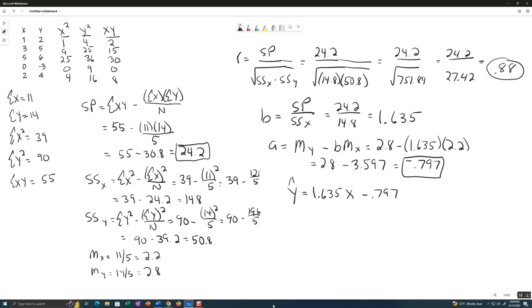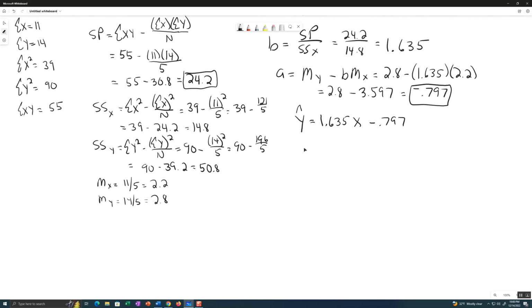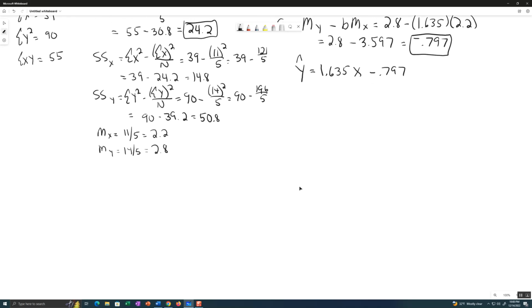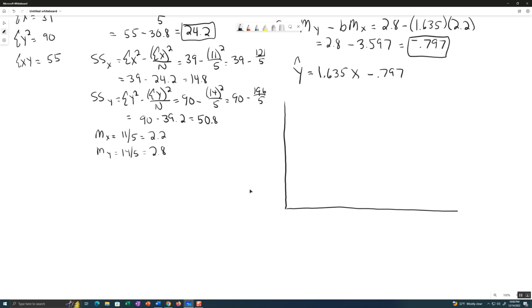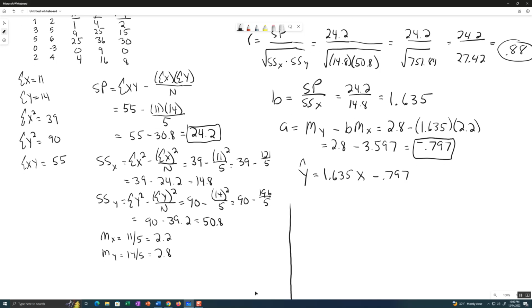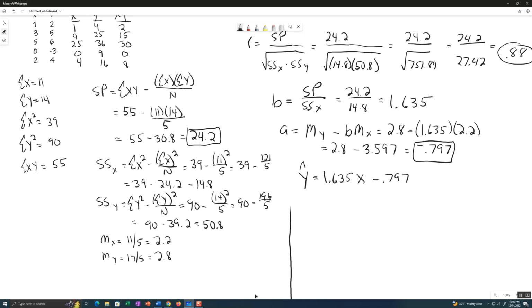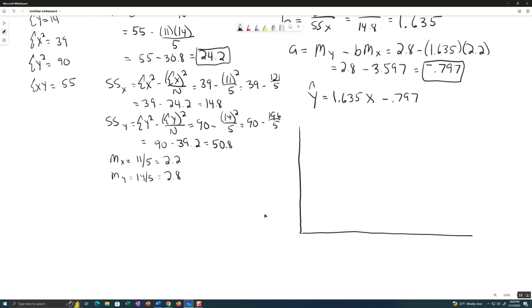Now to plot it. We need to plot our individual points in a scatter plot. So let's go back to our points. We have 1, 3, 5, 0, 2. So I'm just going to label from the lowest to the highest value. And I like to start at 0 if possible, which I can here.